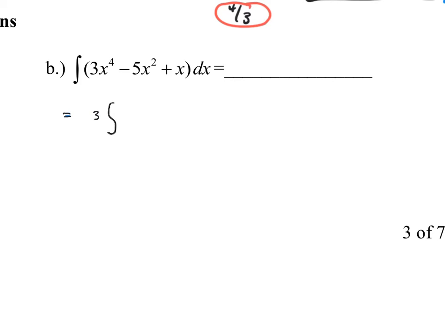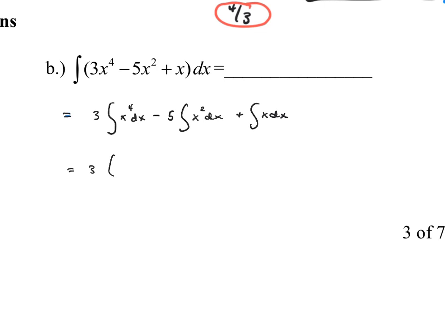So this would be 3 times the integral of x to the 4th with respect to x, minus 5 times the integral of x squared with respect to x, plus the integral of x with respect to x. Again, I'm separating all addition and subtraction. I'm pulling out any constants out in front. This is going to be 3. I'm going to use the power rule every single time.